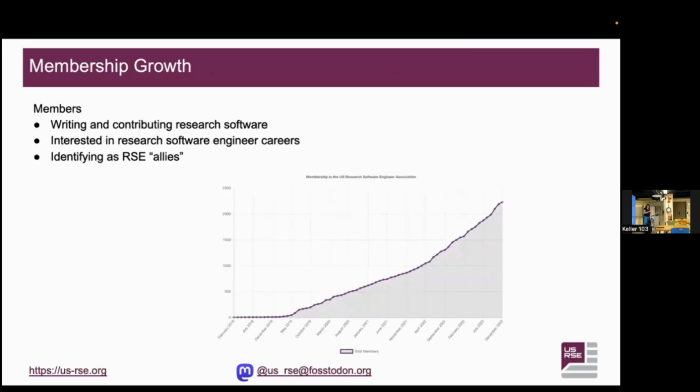So if you look at the membership growth, we are really very happy. At the beginning, you can see it took a little while from 2018 that it took off. But by now we are over 2,100 members. We started with 20, so that is cool. And that is mostly because of all our activities.